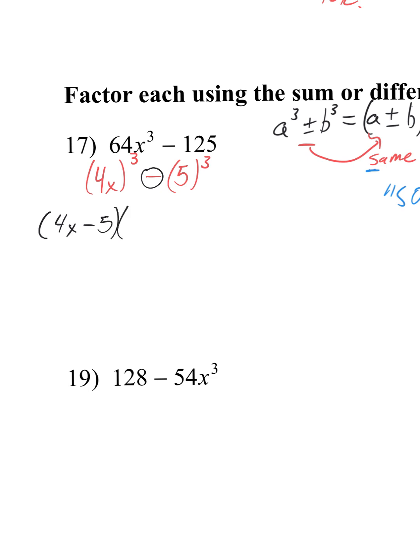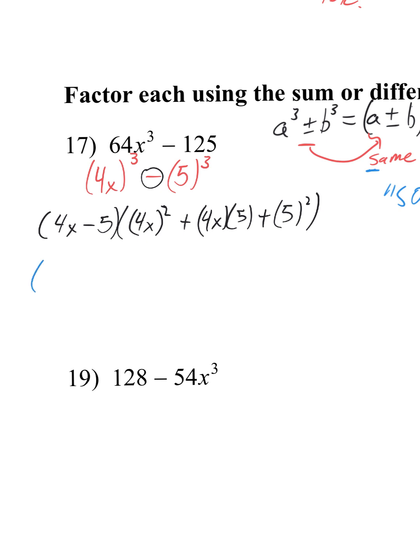Okay. And then I've got this 4x squared, a squared. This time my sign is the opposite, so plus, and then I've got 4x times 5, and then always positive, my last term, 5 squared. Now, this is the very rough version of the formula that I'm writing out, and then we'll write our clean version now as our final solution, okay?